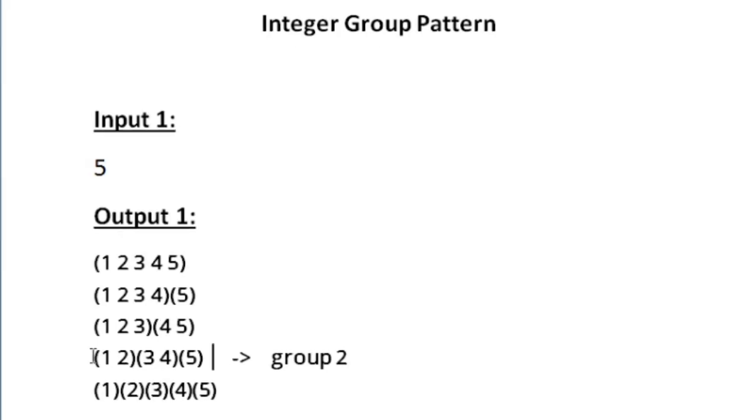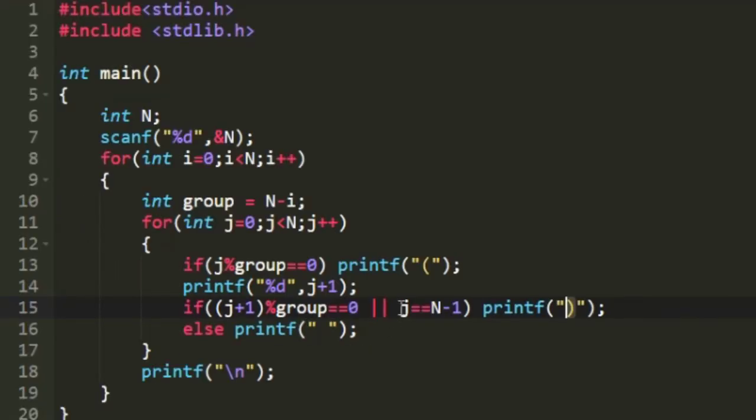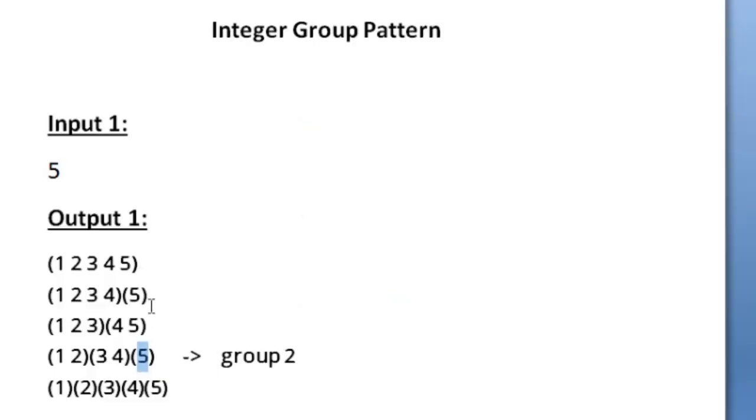So here in this line, every integer must be grouped 2 by 2, but in this last group there is only one integer. So in those cases this technique won't work. So we are also including another condition. If j plus 1 mod group is equal to 0 or j is equal to n minus 1, we will be printing the closing parenthesis. So if our loop has reached the end, we will print the closing parenthesis.